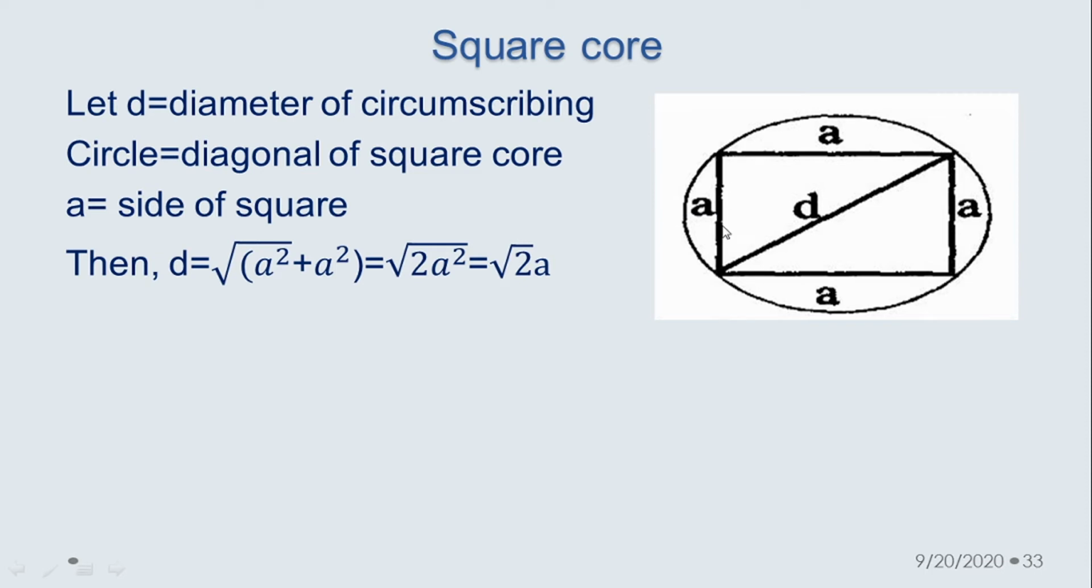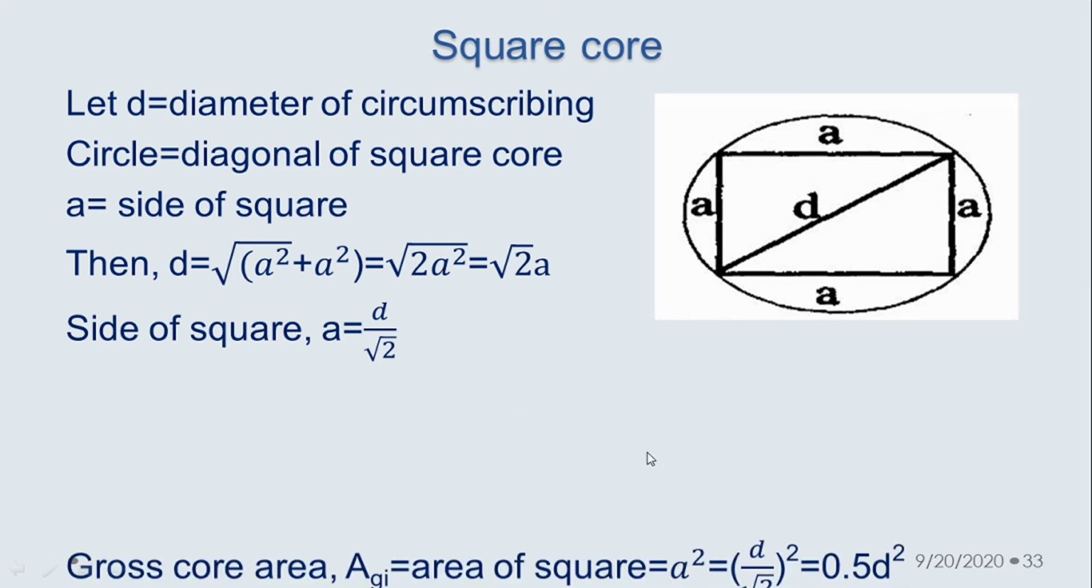If you apply the Pythagoras theorem, d square is equal to a square plus a square. So d is equal to the square root of a square plus a square, which is equal to the square root of 2a square, or the square root of 2 into a. Then the side of the square, that is a, from this relation, is equal to d by square root of 2.